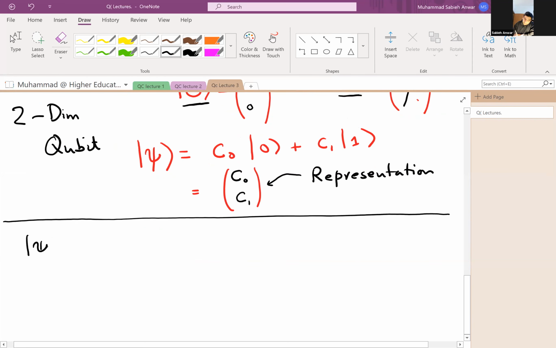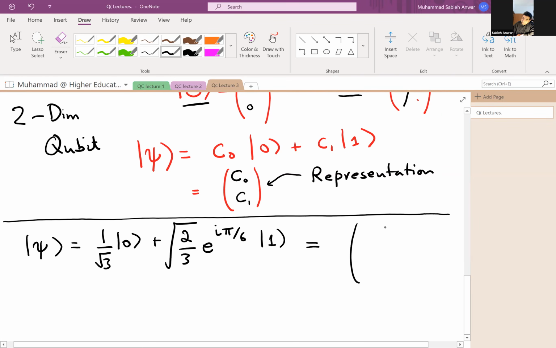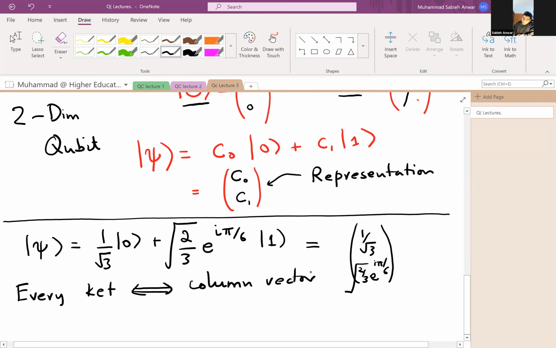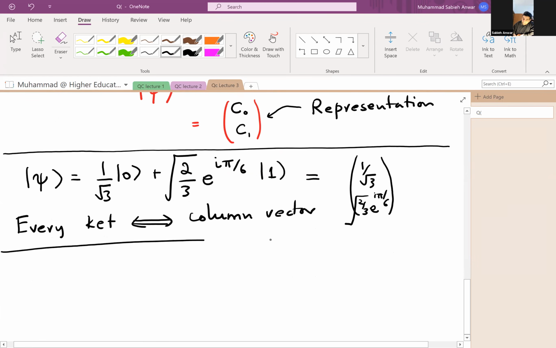So if I have a ket which is given by 1 over root 3 ket 0 plus 2 over root 3 e^(i pi/6) ket 1, then this could be represented as a column vector with 1 over root 3 here and 2 over root 3 here, with e^(i pi/6) appended as a phase factor with the bottom entry. So every ket can be represented by a column vector. Okay, so far everything is making perfect sense.